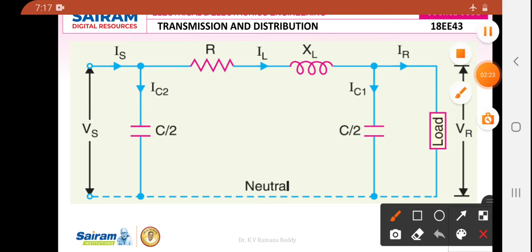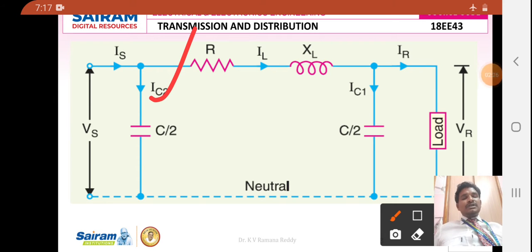Here IC1 is the capacitor current flowing at the sending end side capacitance, and IC2 is the current flowing in the other capacitance at the receiving end side. Next.